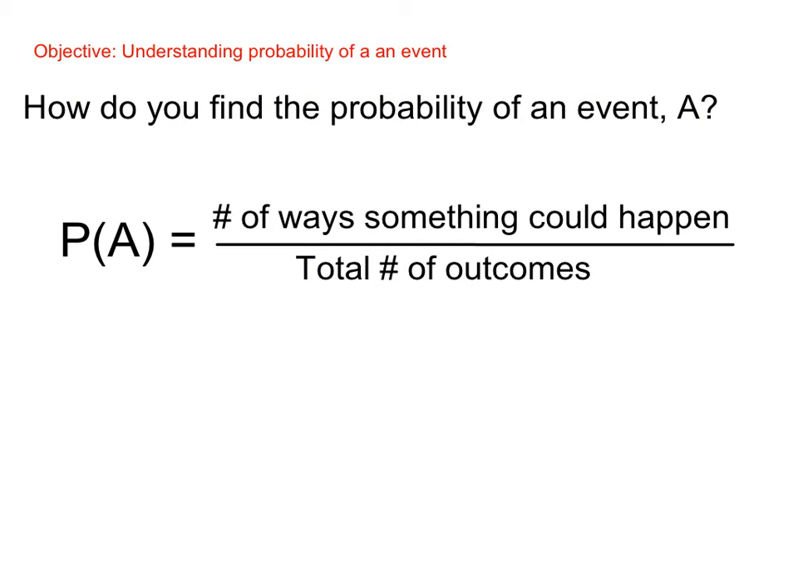To find the probability of an event, it's the number of ways something could happen divided by the total outcomes. I like to think about it as what I want to happen, divided by the total number.